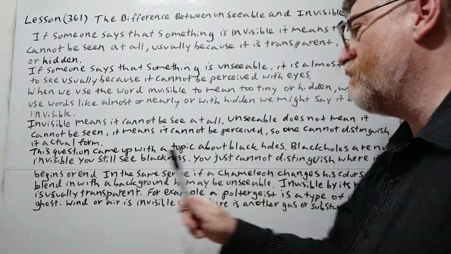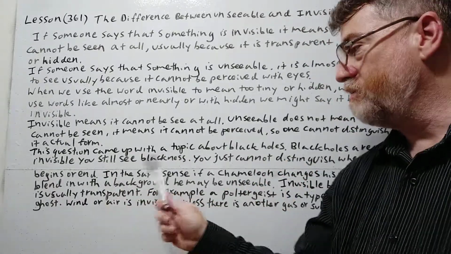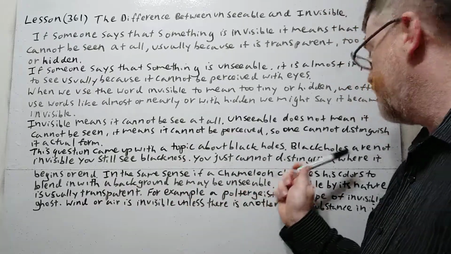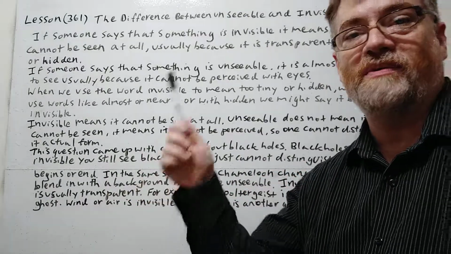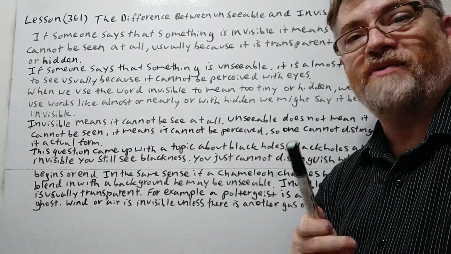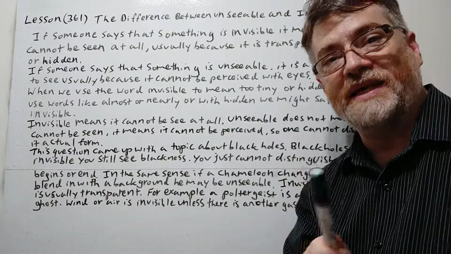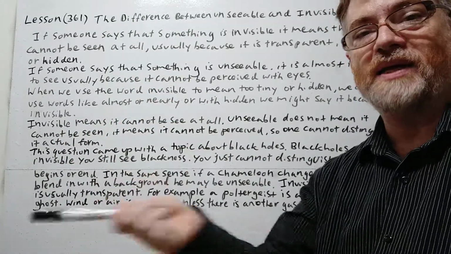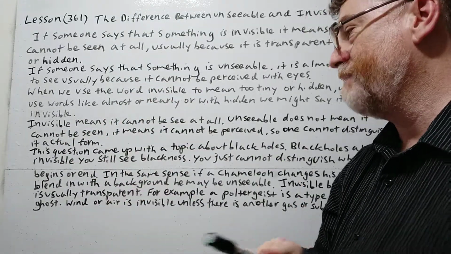Okay. Black holes are not invisible. You still see blackness, so it's not invisible. You just cannot distinguish where it begins or where it may end. So therefore, we say that it's unseeable, even though it's right there, but you can't see it because the blackness around it looks exactly the same.